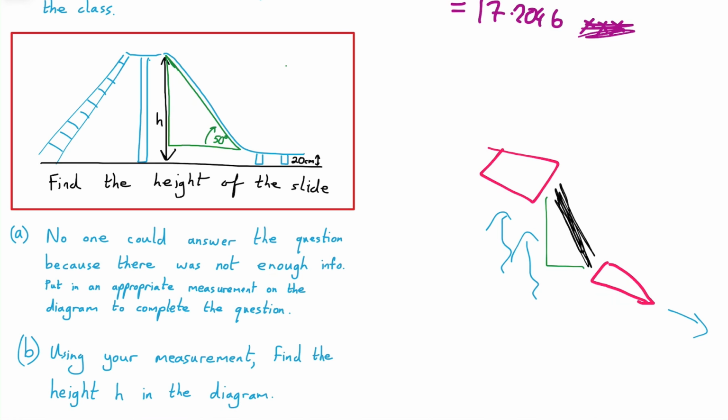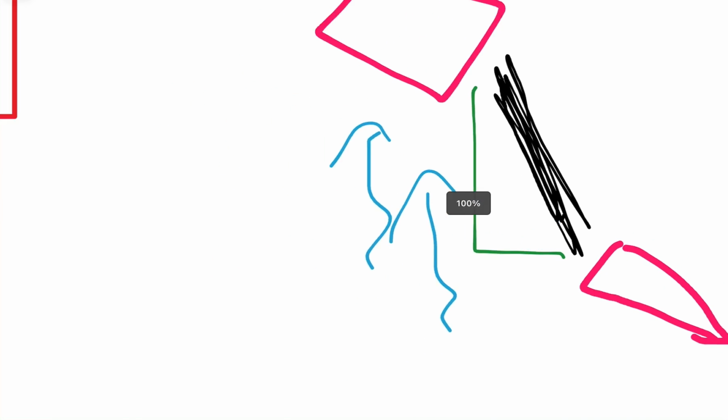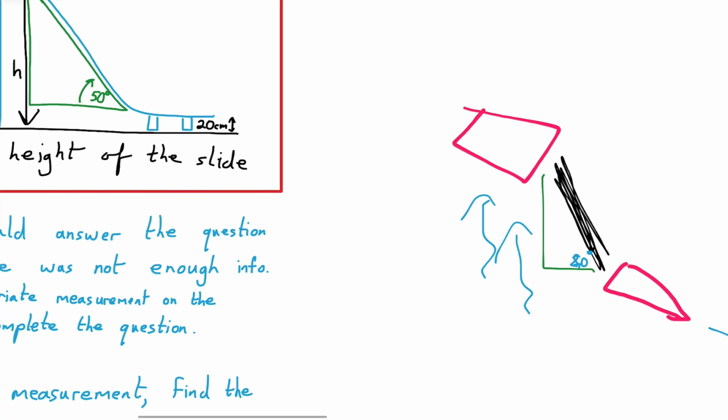Okay, so let's say we put some information in here. We've got 20 degrees. That looks ridiculous. That's maybe 80 degrees, more like it. Okay, 80 degrees. So very similar to the slide, we've got 80 degrees where the 50 is.